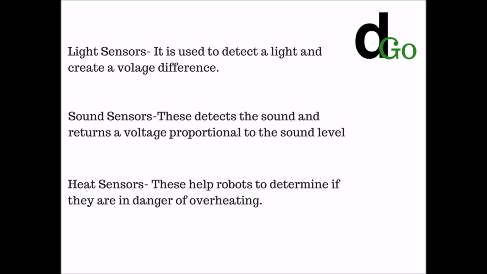Light sensors are used to detect light and create a voltage difference. Sound sensors detect sound and return a voltage proportional to the sound level. Heat sensors help robots to determine if they are in danger of overheating.